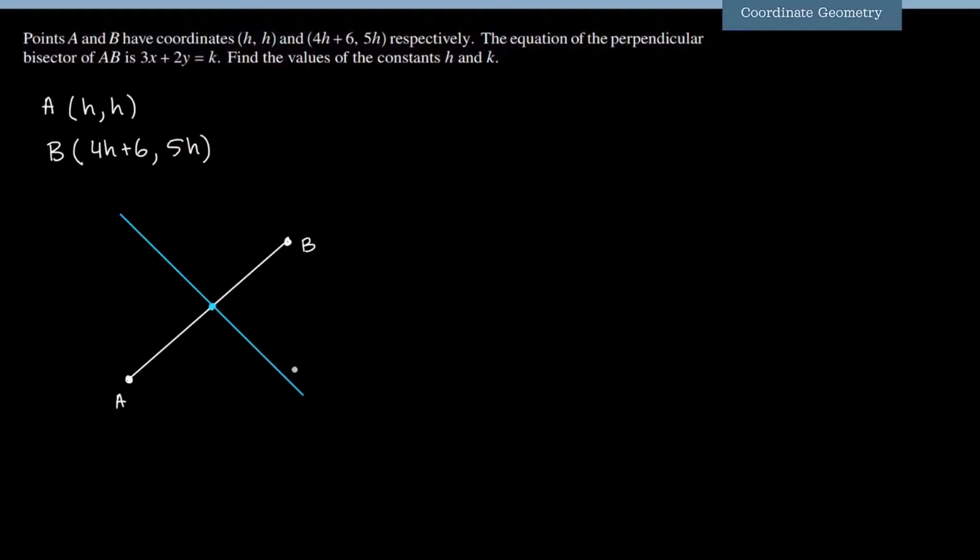This is the perpendicular bisector and we are told that the equation of the perpendicular bisector is 3x + 2y = k. So 3x + 2y = k. And I need to find the values of h and k, where the coordinates of A are (h, h) and the coordinates of B are (4h + 6, 5h).